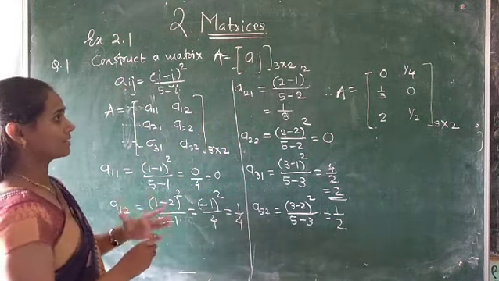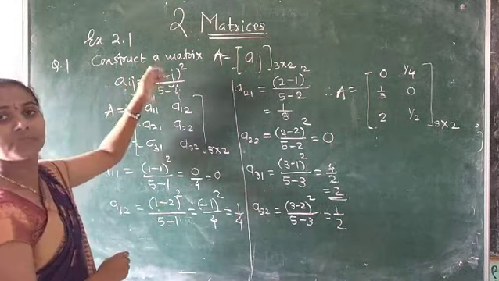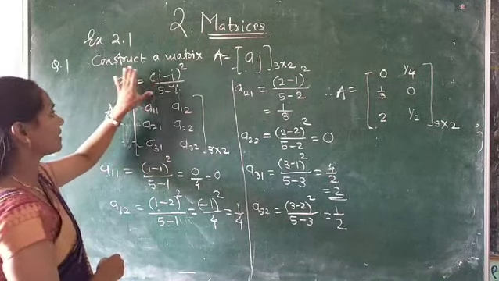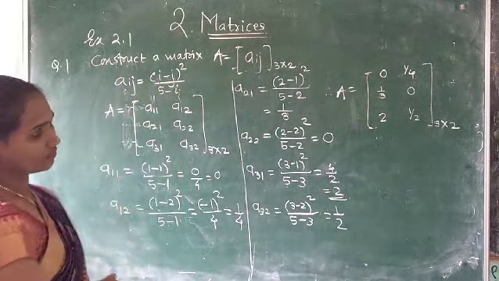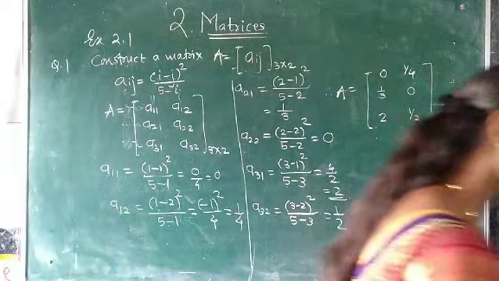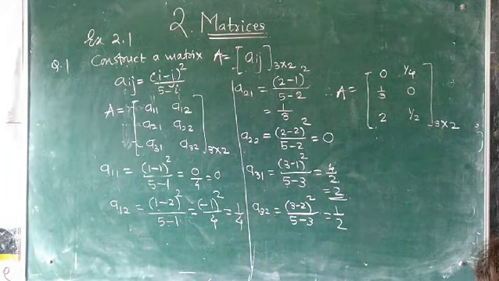So the elements we have to find by using the given condition on the elements Aij. Now what is the second example here? Now the second example, the given condition is there.